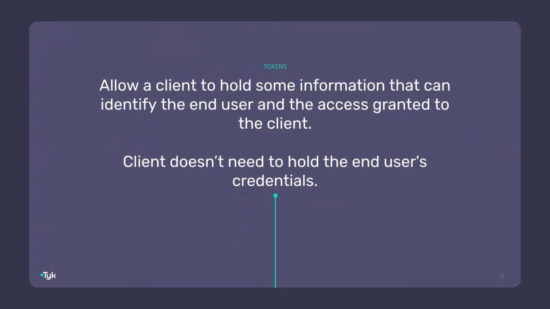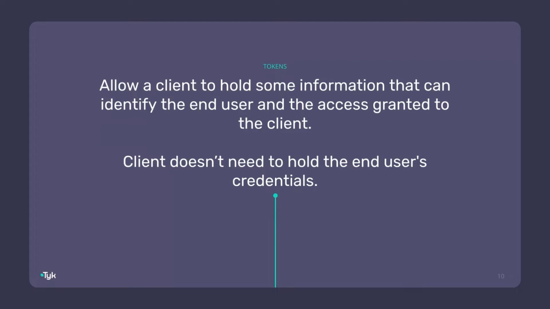Now, tokens. This is a very simplistic way of describing tokens: it allows a client to hold some information that can identify the end user and the access that is granted to that client. The objective is that the client does not need to hold any end user's credentials. There's a bit of a caveat to this, especially when we look at different types of tokens. This is definitely true for, say, your access and refresh tokens. But the ID tokens, which we'll be discussing, are a little bit different because you are holding a little bit of information about your end users as well. We'll dive a little deeper into it, but this is a simplified version of what a token tries to achieve as part of your overall security journey.